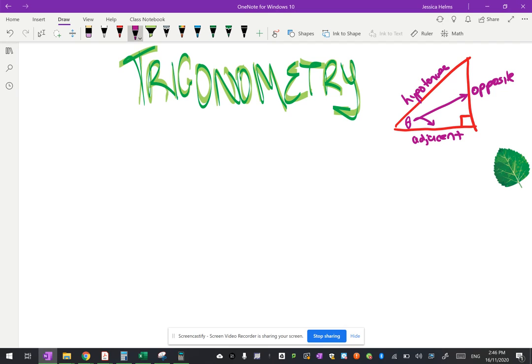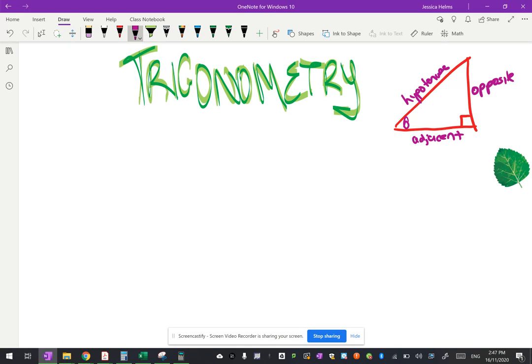Now, if I swapped that angle up to the top, then the opposite and the adjacent would flip around. So you need to make sure that you know where your angle is before you can figure out where your opposite and your adjacent are. The hypotenuse is always across from the right angle, because it is the longest side. All right, so I'll leave the triangle like that.